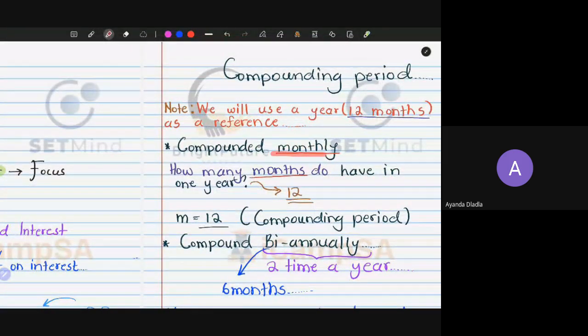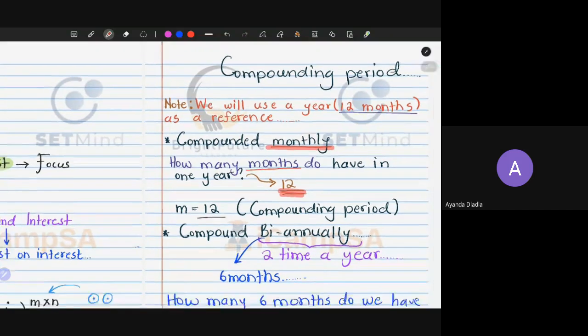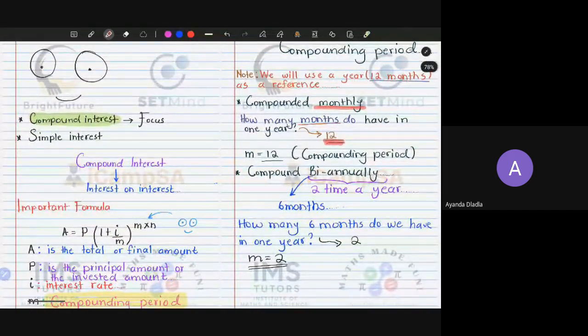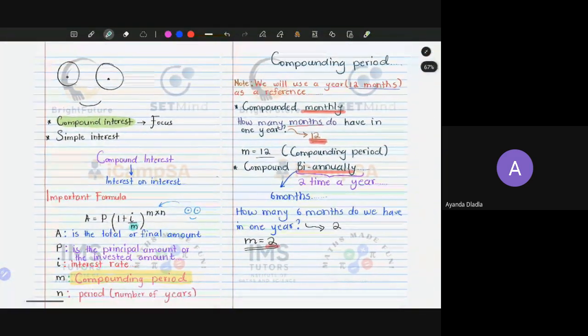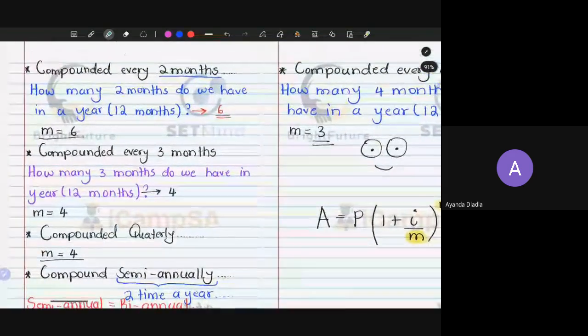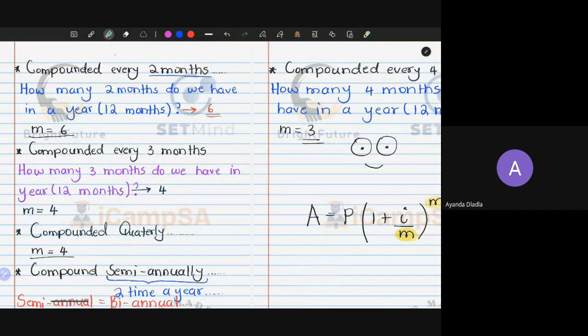We said when they say compounded monthly, the compounding period is 12. When they say compounded biannually, you should know that the compounding period is 2. Remember, the compounding period is the number that you always divide I by. So when they say biannually, you should know that is a 2. And when they say compounded every 2 months, we had a chat, guys. We said, how many 2 months are there in a year? A year is 12 months. So you will see that you have 6 2-months. So the compounding period becomes 6.